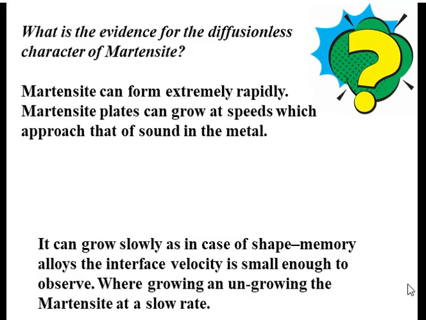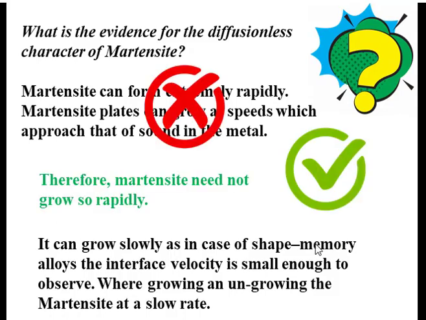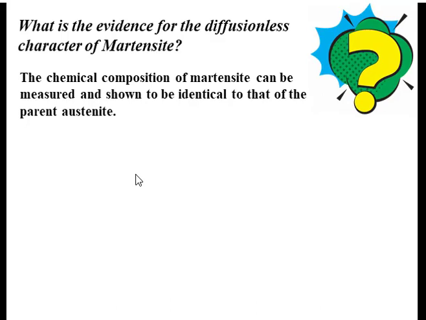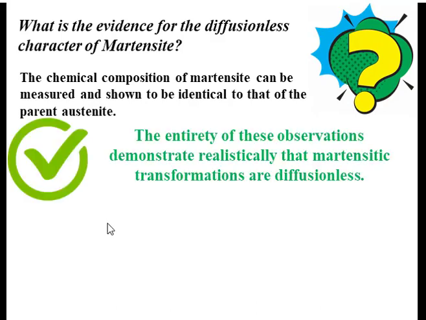It can grow slowly in some cases, like in shape memory alloys, where the interface velocity is small enough to be observed. We could see the martensite transformations happening in the images that we just saw a few slides back, where the growing and ungrowing of martensite is at a slow rate. So this rate, rapid or slow, is not evidence for the diffusional characteristic of martensite. So what can be another reason? Well, the austenite is converting into martensite. So if we check the chemical composition of martensite and of austenite, and both are identical, that means there is no compositional change, there is no phase change as we defined in the last lecture, and it shows us the diffusionless character of martensite.